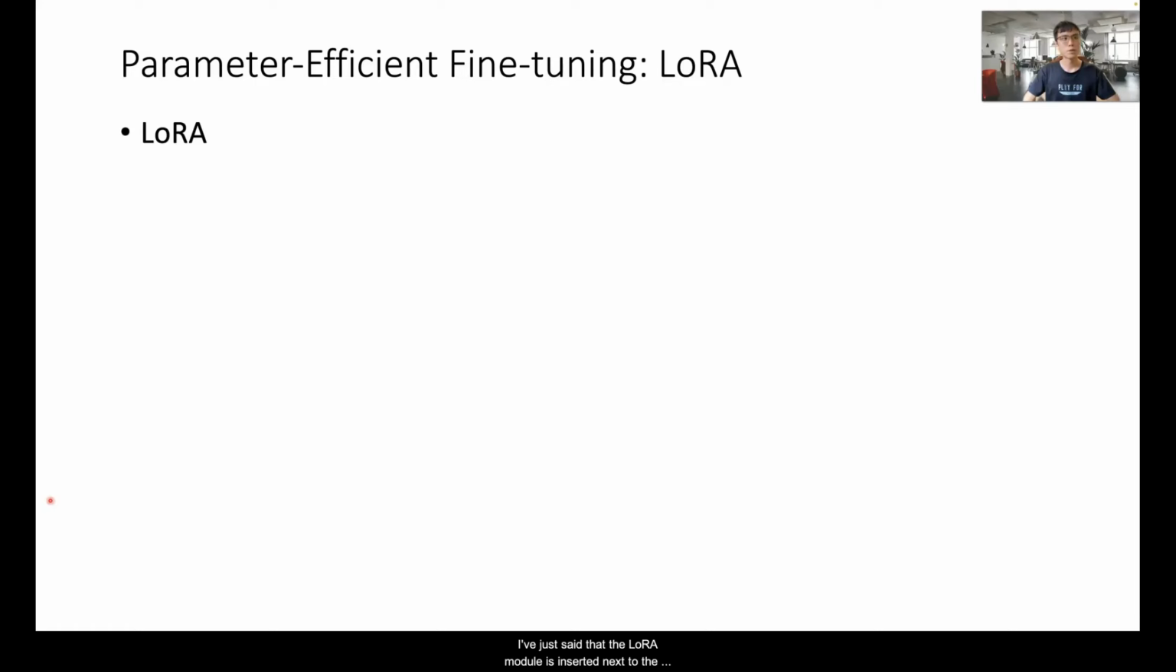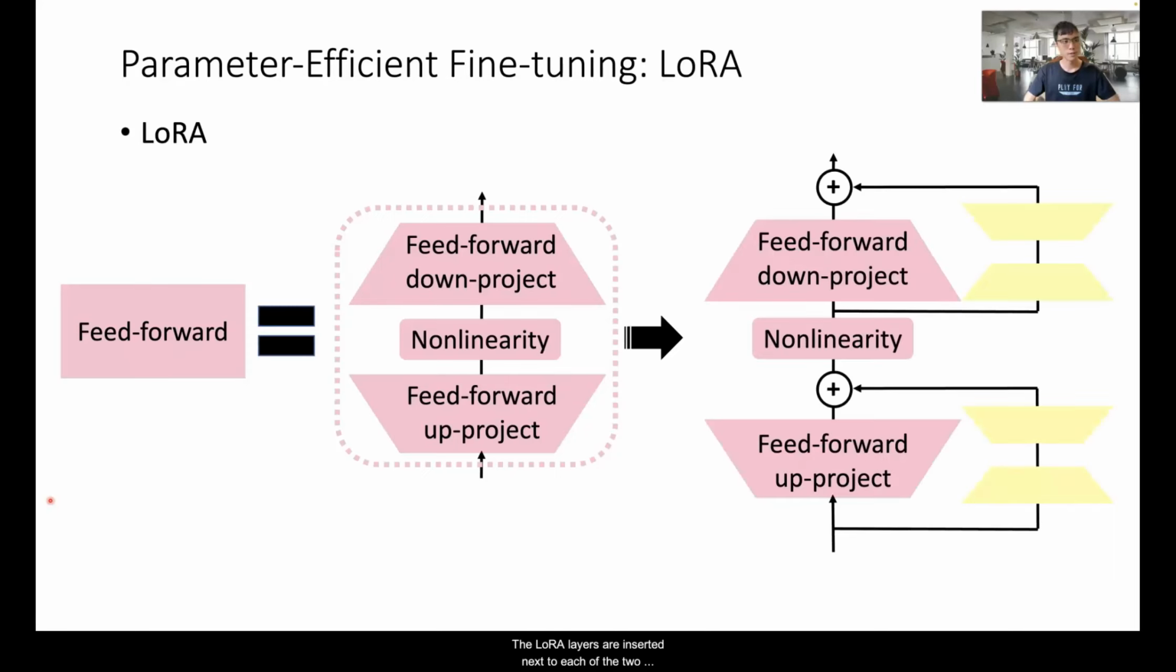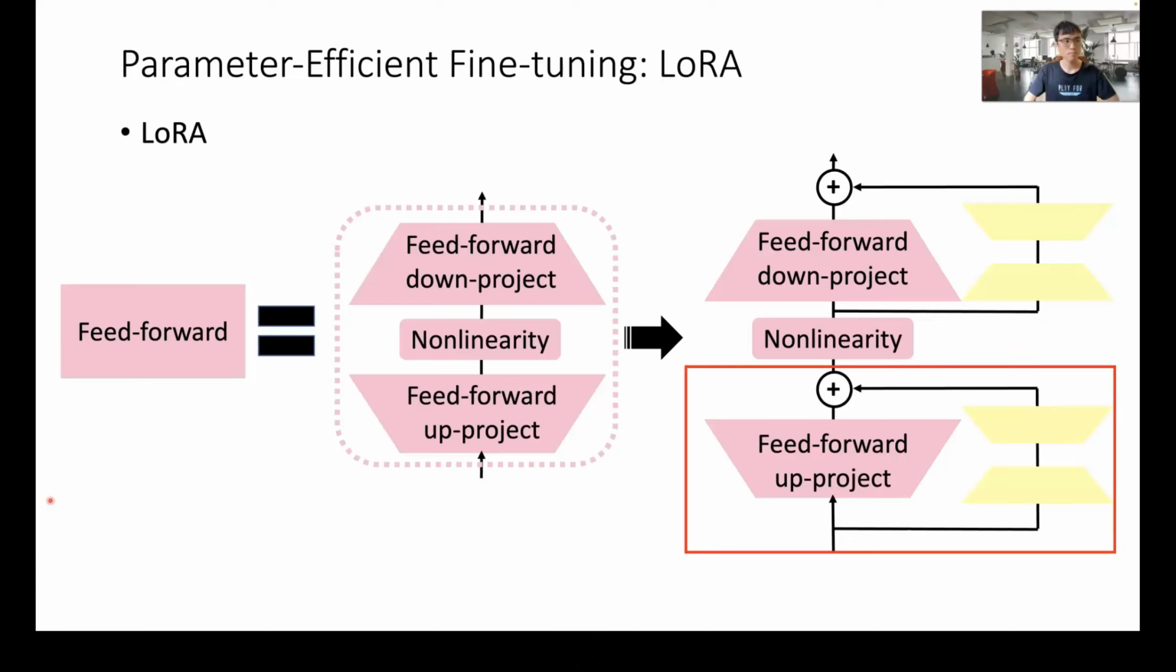I just said that the LoRa module is inserted next to the feed-forward layer of the pre-trained transformer models. The feed-forward layer has two projection layers and a nonlinear layer in between them. What the linear layer does is just project the input vector into an output vector with a different dimensionality using an affine transformation. The LoRa layers are inserted next to each of the two feed-forward layers. We will use the feed-forward up projection layer and the LoRa next to it, for example, on the next page.